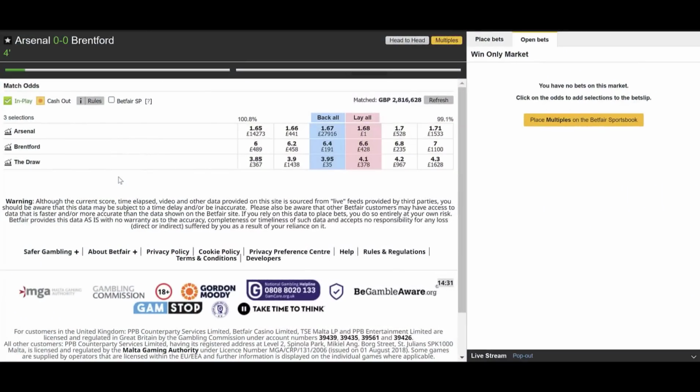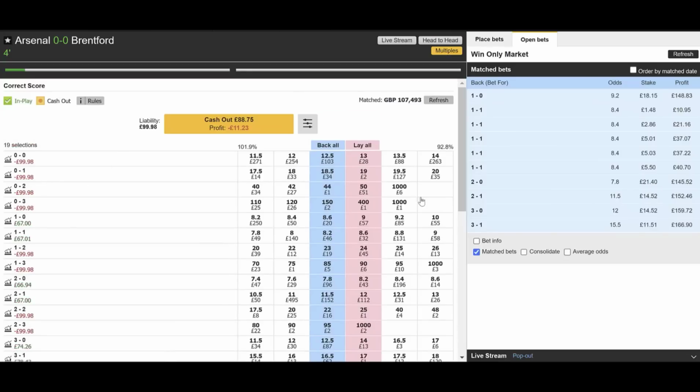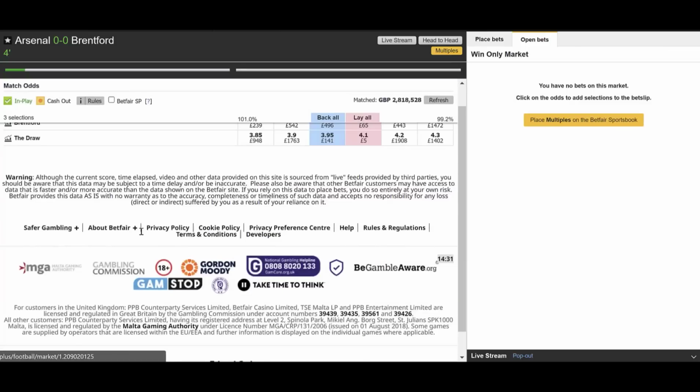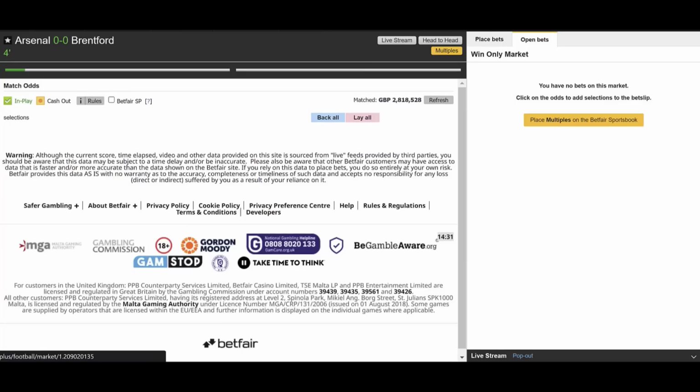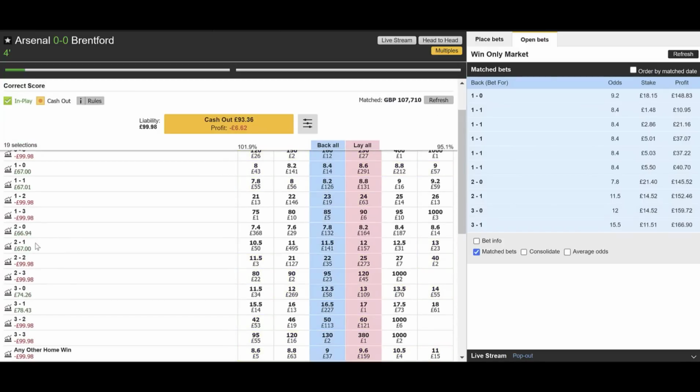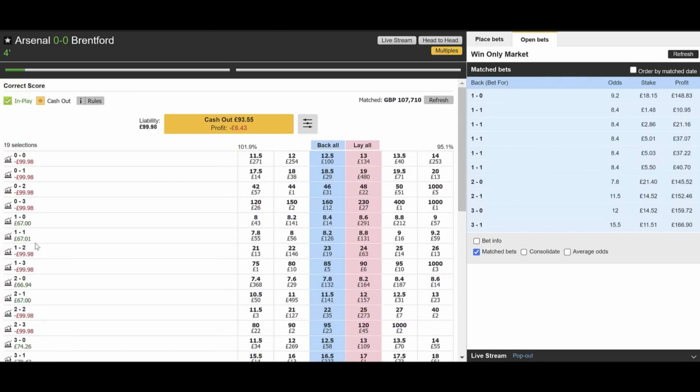So we're just underway in this one. Arsenal against Brentford. It's 0-0. We're about 4 minutes in. Arsenal clear favourite here. Covered quite a lot of score lines, as you can see, and so £100 gives us a very similar amount of profit potential as we would get on the Arsenal win. But of course, we're still covering the 1-1 scenario, and we're going to trade as the goals go in. Okay, so let's see what happens.